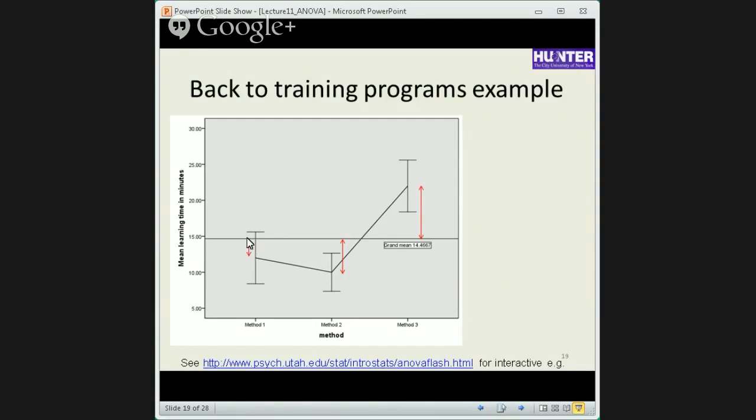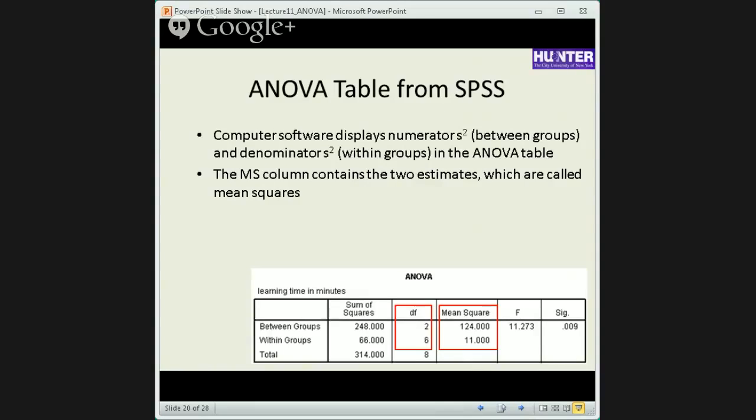And for me to show you here the variation, this is back to that simple training programs example, how the between group differences and the within group differences work. So these red arrows here are each of the between group differences.